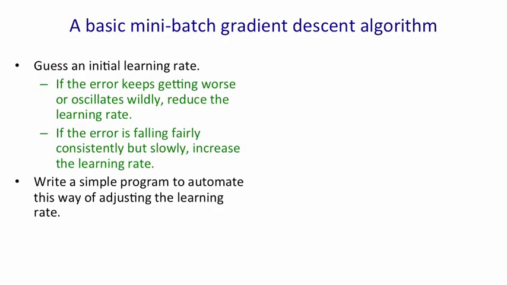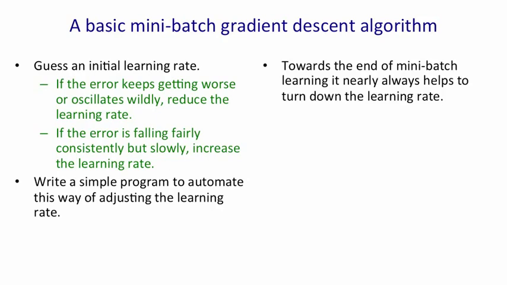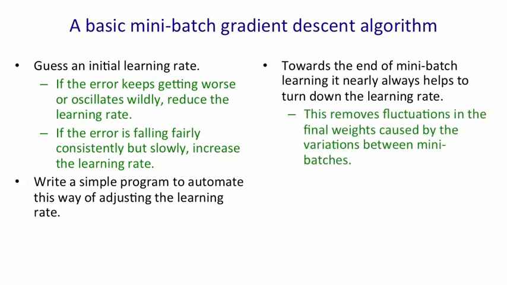Once you've got that working, you can then write a simple program to automate that way of adjusting the learning rate. One thing that nearly always helps is towards the end of learning with mini-batches, it helps to turn down the learning rate. That's because you're going to get fluctuations in the weights caused by the fluctuations in the gradients that come from the mini-batches. And you'd like a final set of weights that's a good compromise. So when you turn down the learning rate, you're smoothing away those fluctuations and getting a final set of weights that's good for many mini-batches.